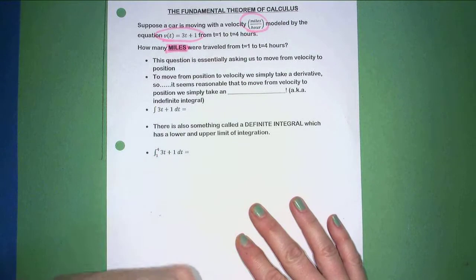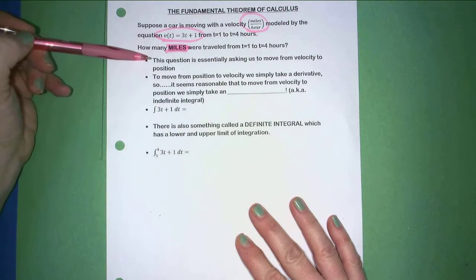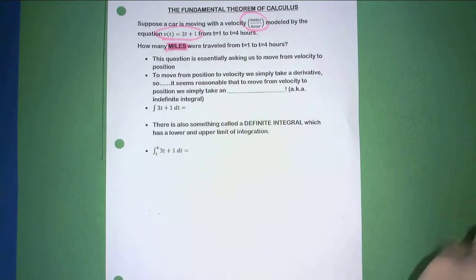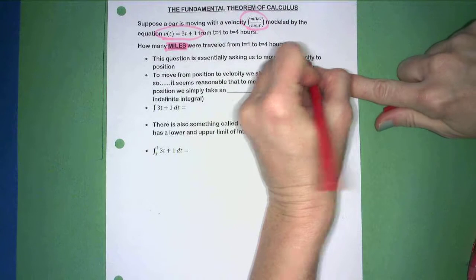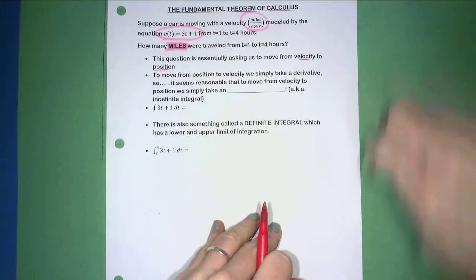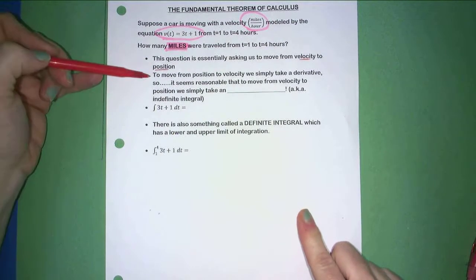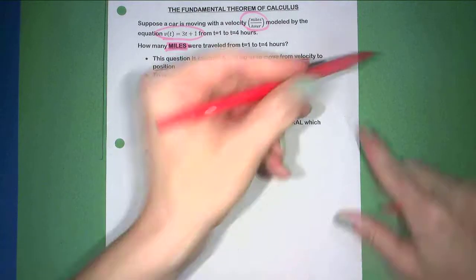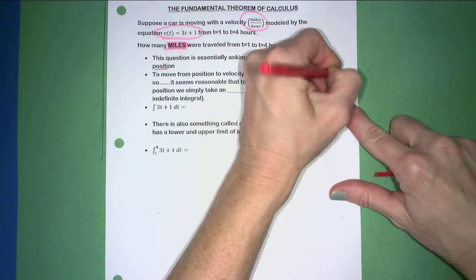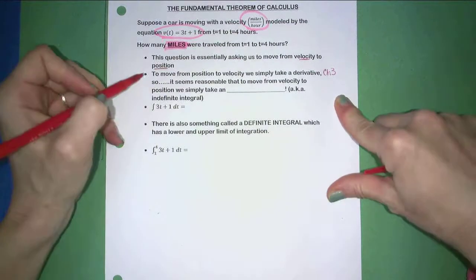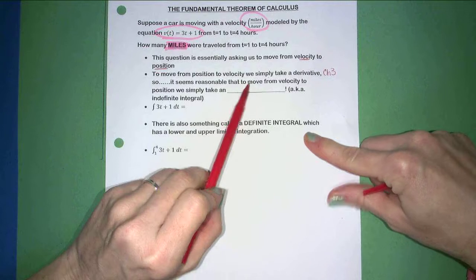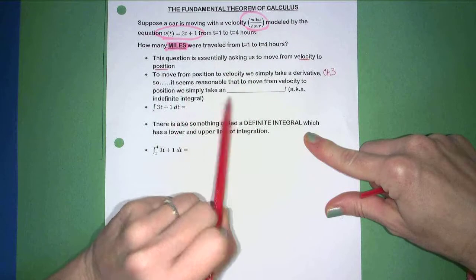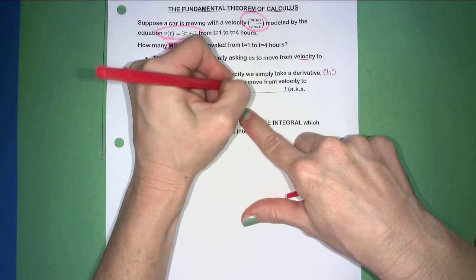This question is essentially asking us to move from velocity to position. Second bullet, to move from position to velocity, we simply take a derivative. This was chapter 3. So it seems reasonable that to move from velocity to position, we simply take an, I hope you're thinking, antiderivative.